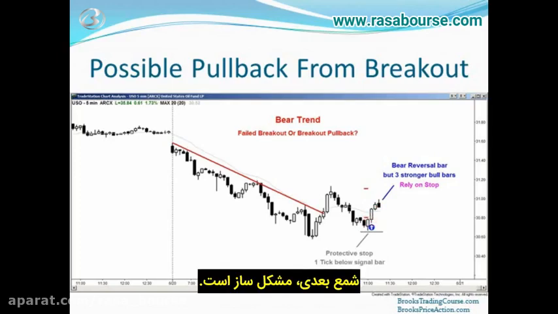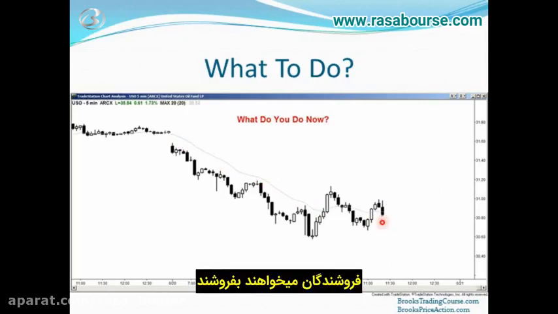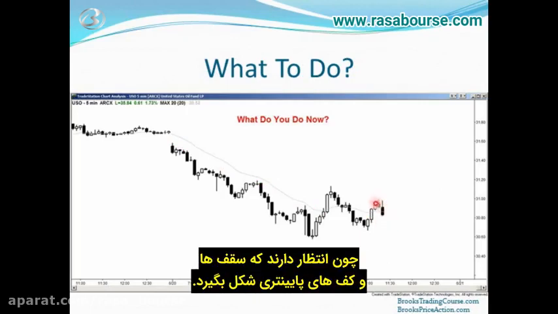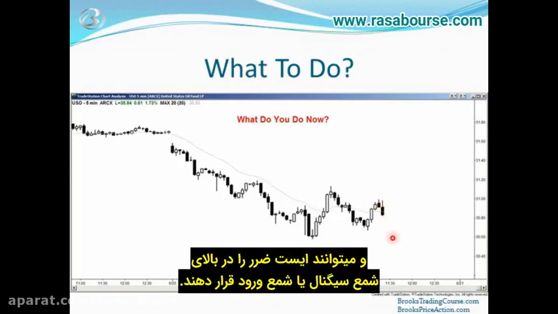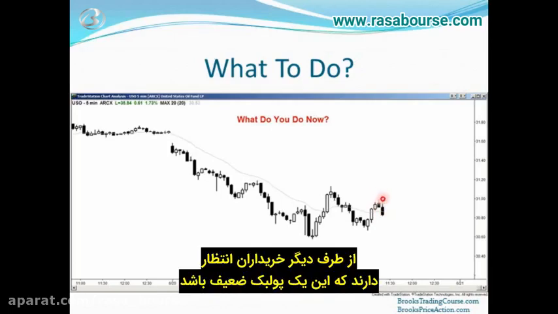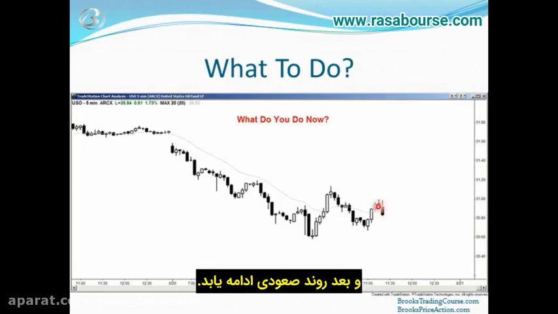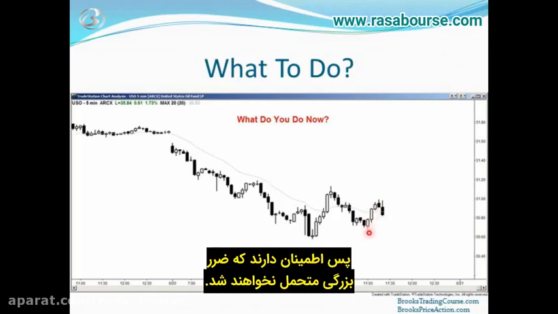All right, this is a problem, right? For the bears, if they took the short, betting on more lower highs and lower lows, this is a great looking entry bar, and their stop would be above the high of the signal bar or the entry bar, but they're about the same. For the bulls, they were hoping for just a weak pullback and then a resumption of the trend. So this is not good for the bulls, but they have their stops either below this entry bar or this signal bar to make sure that their losses don't get too big.